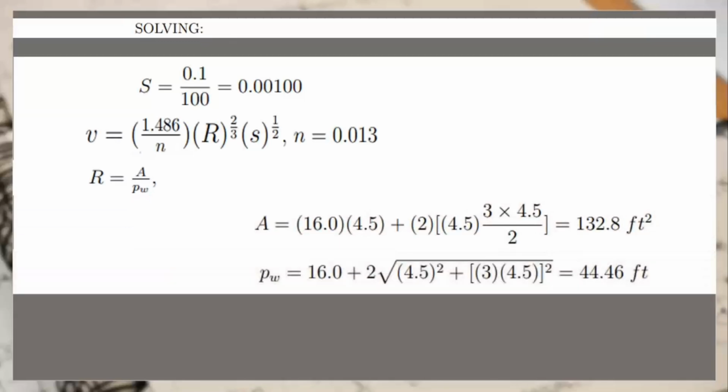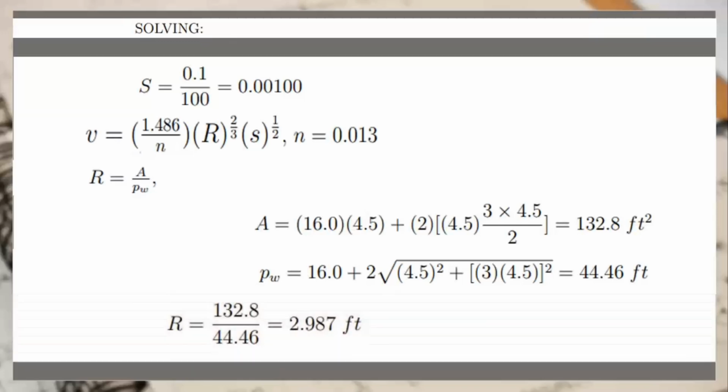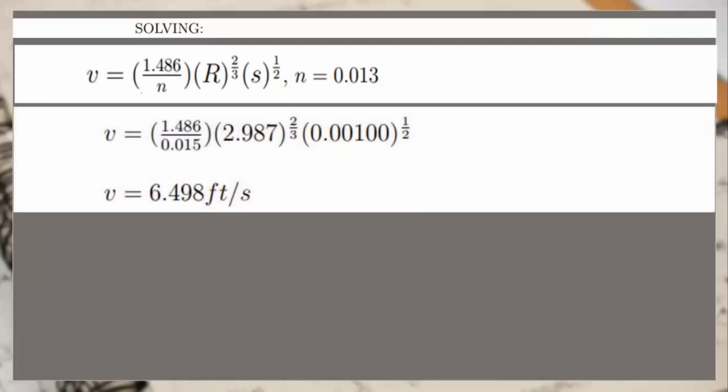And for the wetted perimeter, substituting the values to the equation from the previous slide, we have 44.46 feet. And now we can solve for the hydraulic radius, and we get 2.987 feet. Now, we're going to substitute the values to the Manning equation to find velocity. And we get 6.498 feet per second.